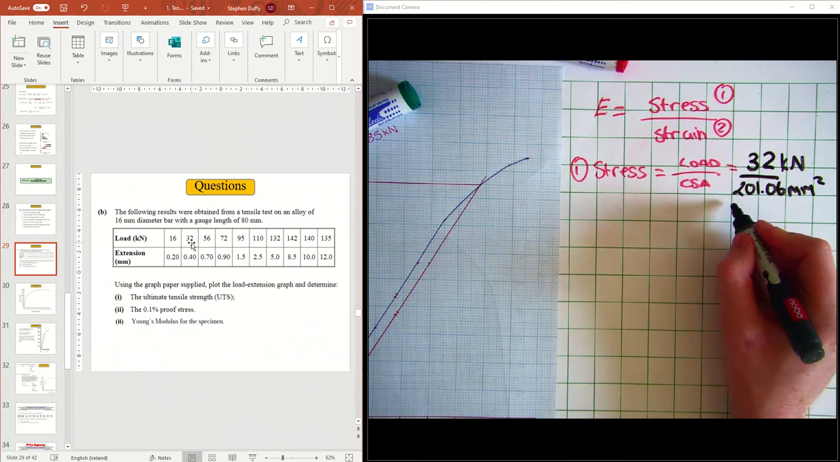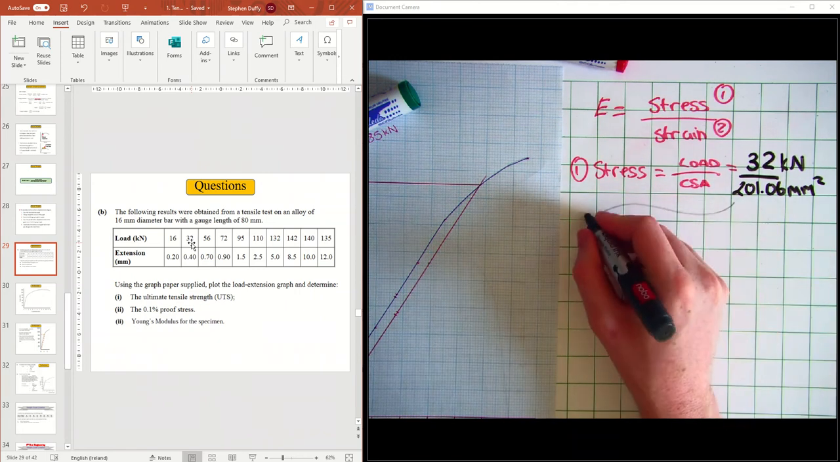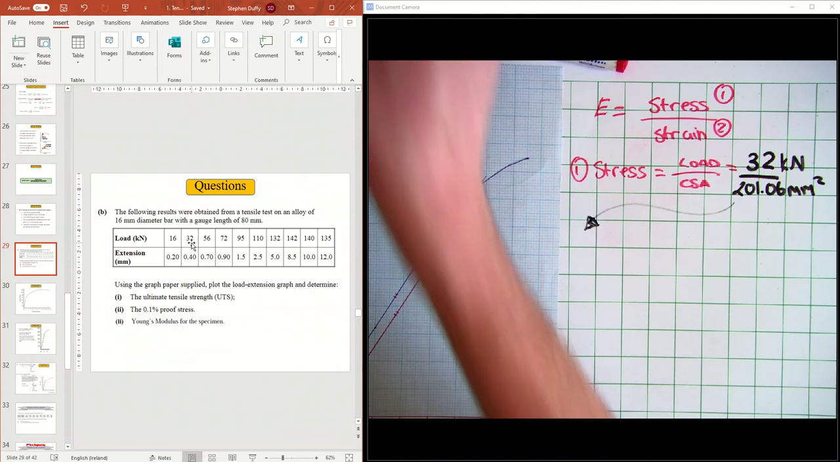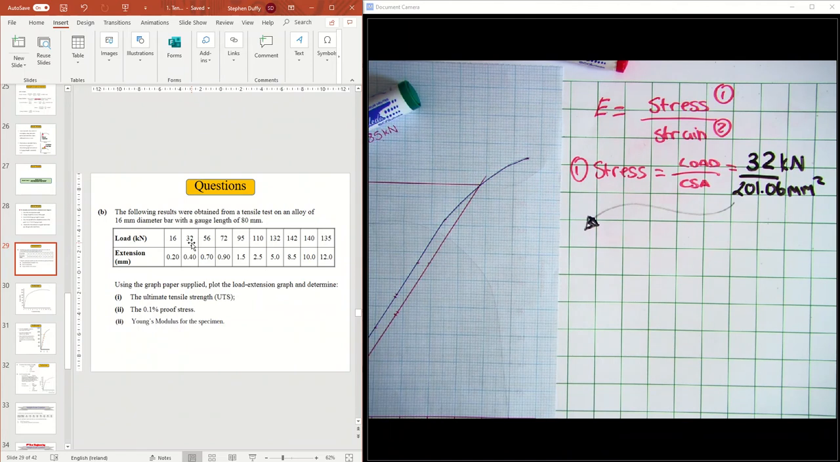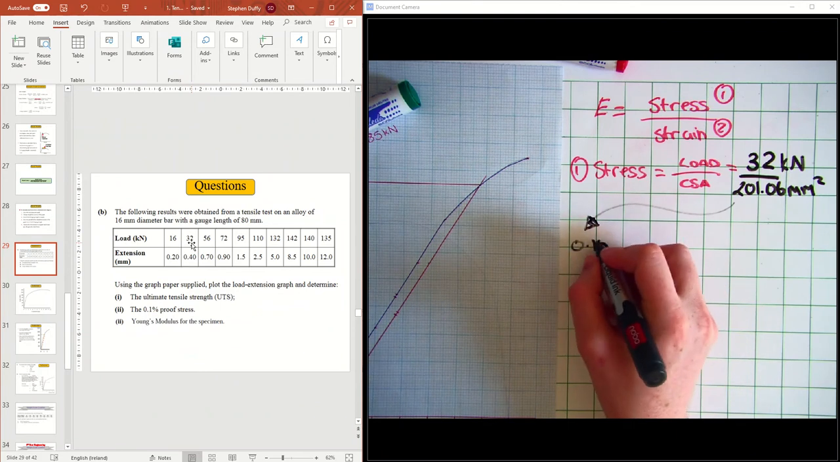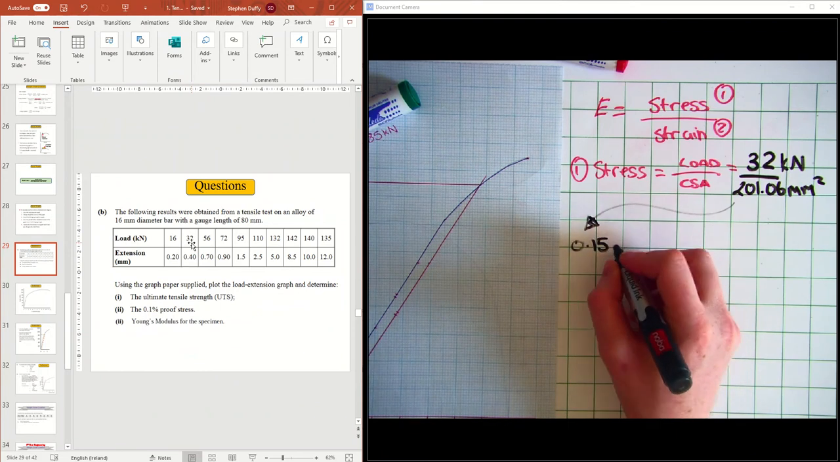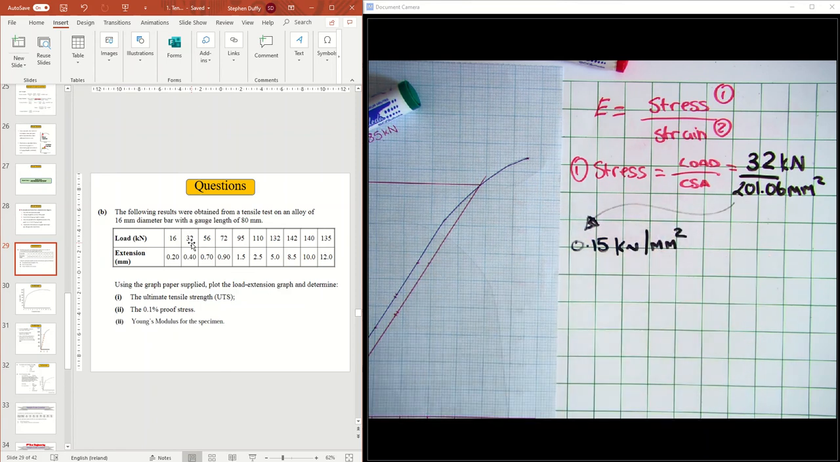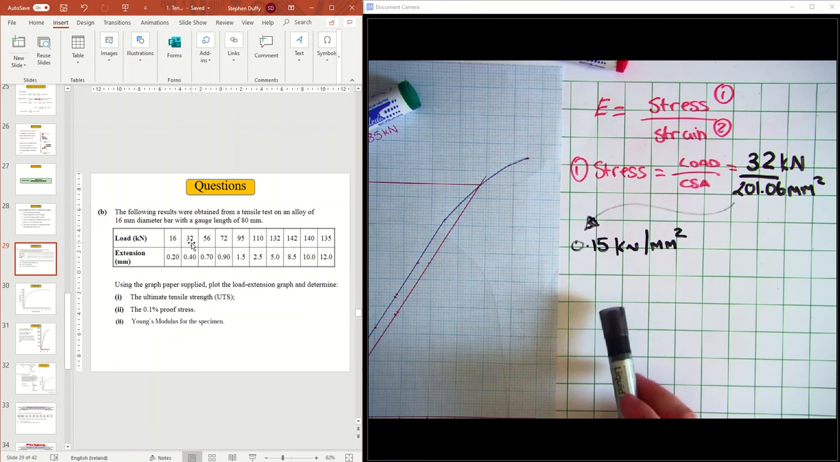So calculating this out, 32 kilonewtons divided by 201.06, and I get my answer as 0.15 kilonewtons per millimeter squared. So that's part 1 of my formula completed.